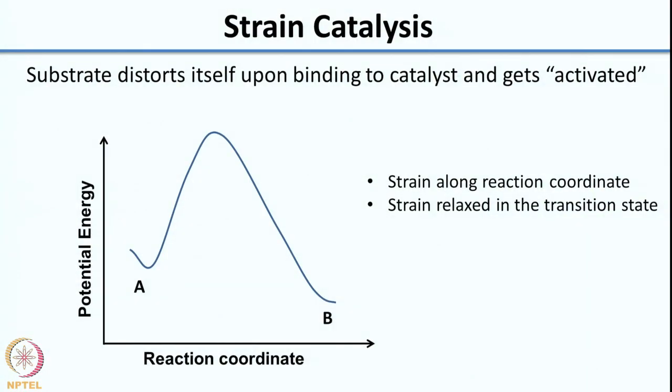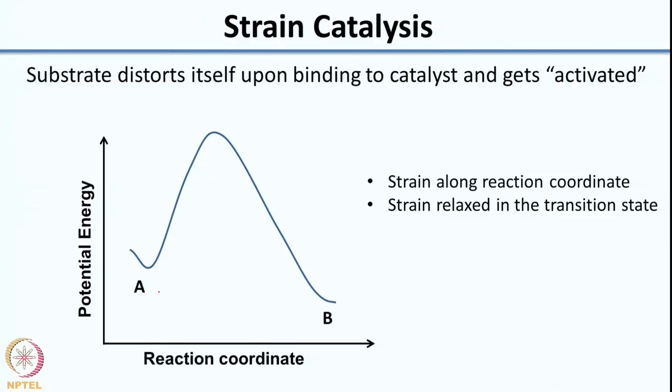Now strain catalysis, like the name suggests, what happens is the substrate distorts itself upon binding to a catalyst and gets activated. All right. So distorts means there is some change in the structure of your reactant and this helps it get activated. So in terms of the reaction coordinate diagram, one way for you to think about it is, imagine that you have your reactant which is A. As it goes to your catalyst, it forms a more strained complex. So what you are doing is you are getting a higher energy as compared to your reactant. So it looks something like this. All right. Now what happens is after this, you have the usual thing, the formation of the product.